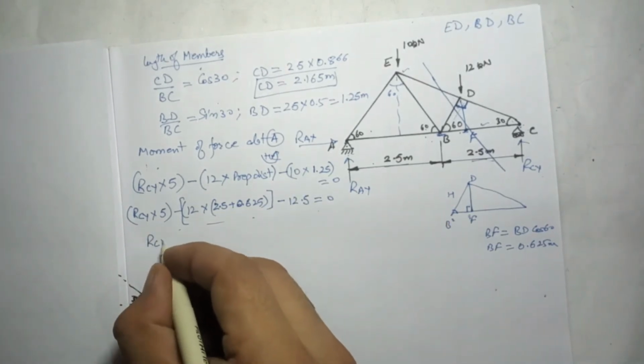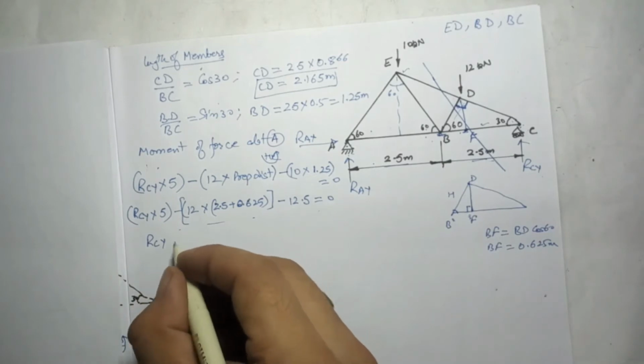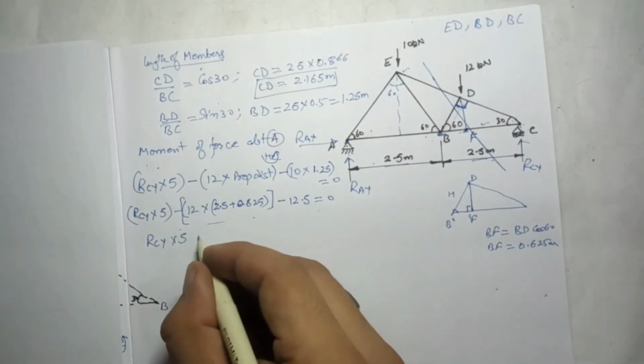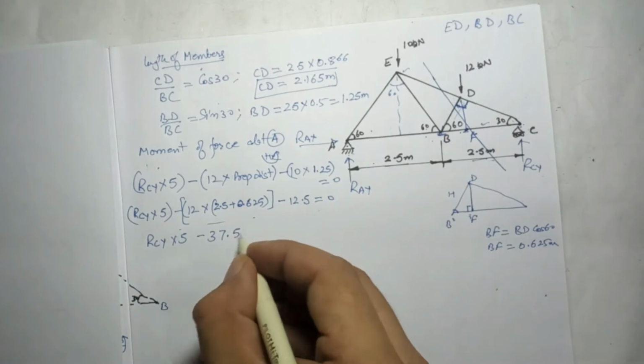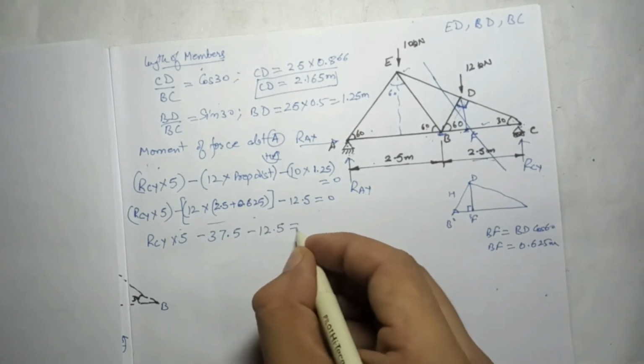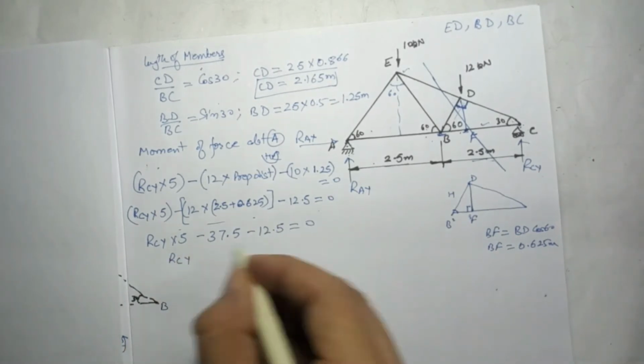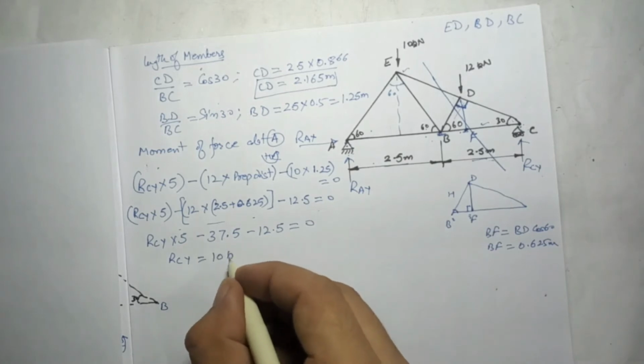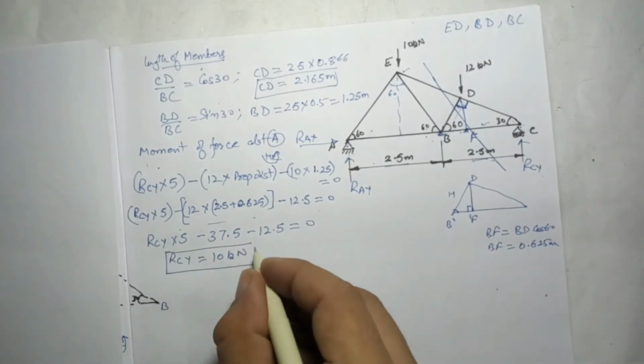So RCY we can find out very easily. So RCY into 5, when I sort this out, I am getting 37.5 minus 12.5, that is equal to 0. So from this I can find out RCY very easily, that is coming 10 kilonewton.